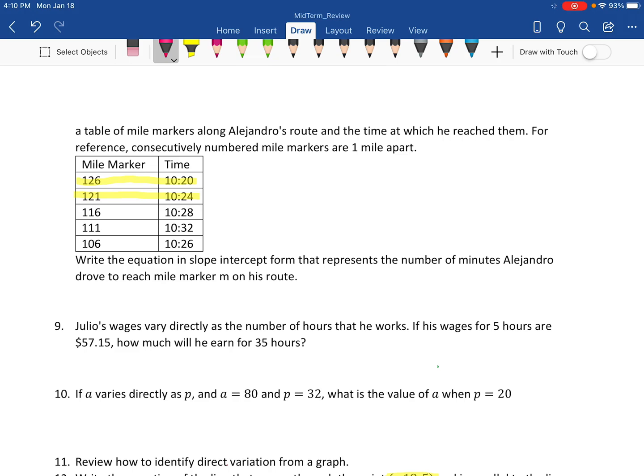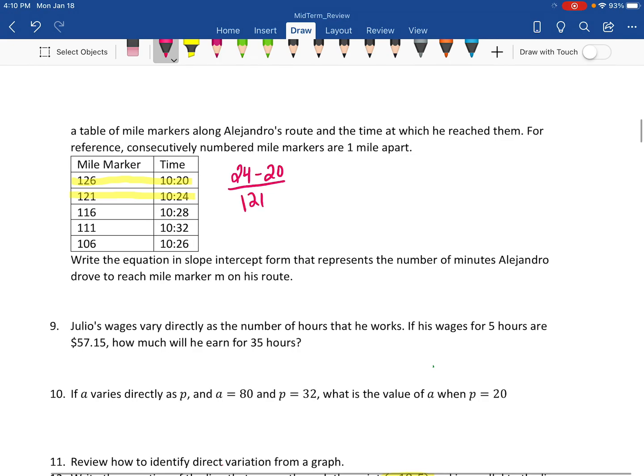We don't really need to worry about the 10 hours because the 10 hours is the same. So really I just need to use the 24 units, or the minute units. So 24 minus 20 over 121 minus 126. Okay. 24 minus 20 is going to give me 4. And then 121 minus 126 is going to give me -5. And that's going to reduce to a fraction or a decimal. 4 divided by 5, that's going to give me -0.8. We can use a decimal for this one.